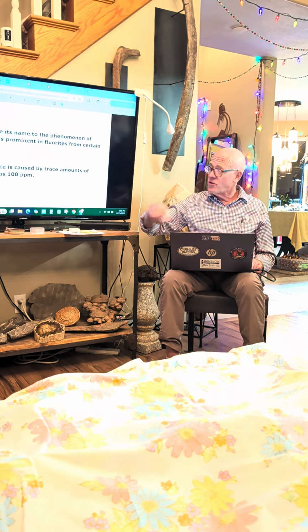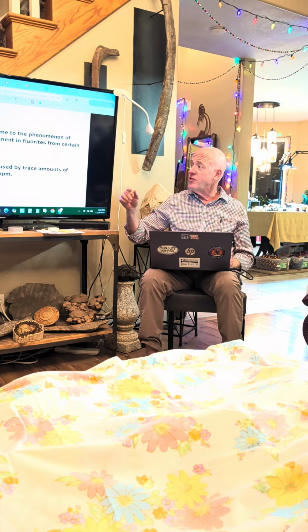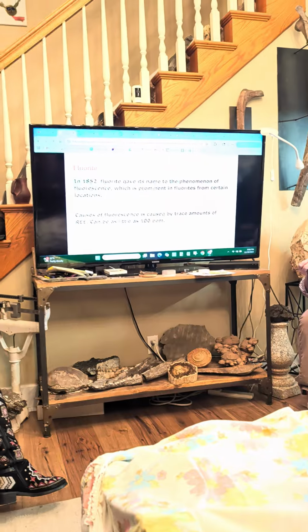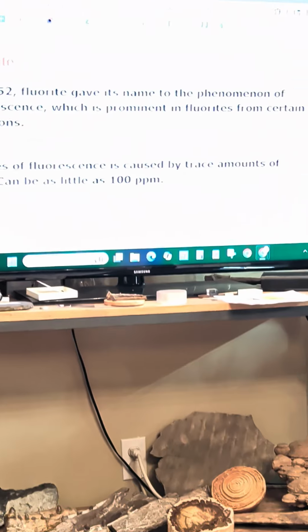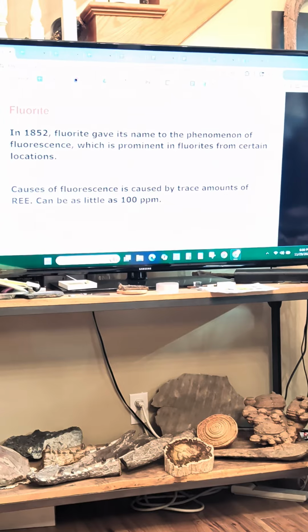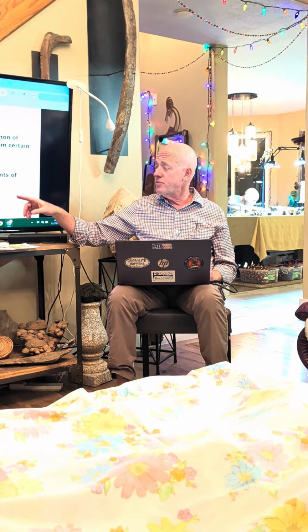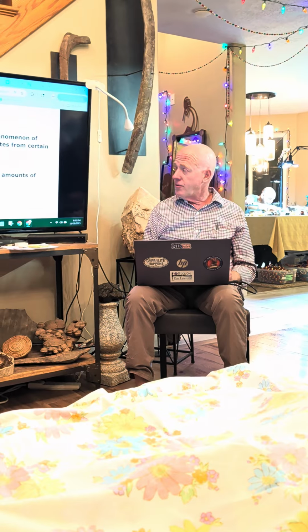What causes most of the fluorescence in fluorite is rare earth elements. That's what's missing. So that's thorium, uranium, cadmium. So a lot of the rare earth elements that are on the periodic table are in trace amounts, as small as 1,000 parts per million. So very few.